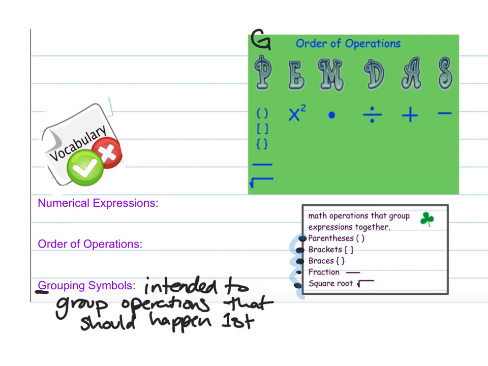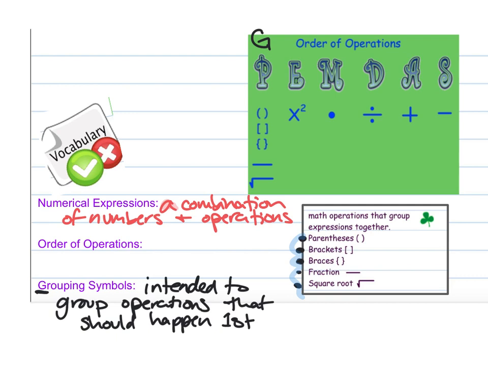A numerical expression is something you're going to see and hear a lot today. A numerical expression is a combination of numbers and operations. Okay, what does that mean? It's a lot of vocabulary. It's a little confusing. Just most things what you see, numbers and operations. Operations, adding, subtracting, multiplying, dividing.